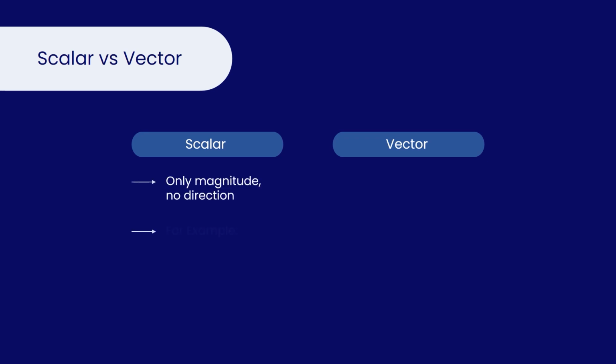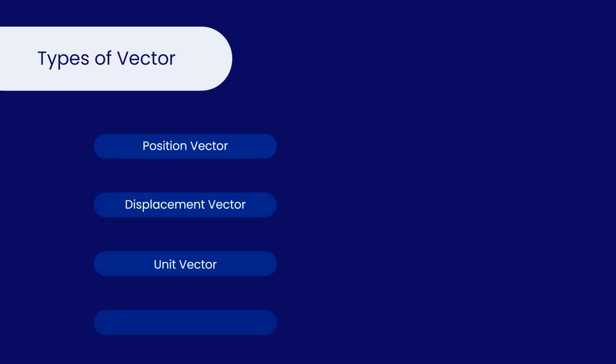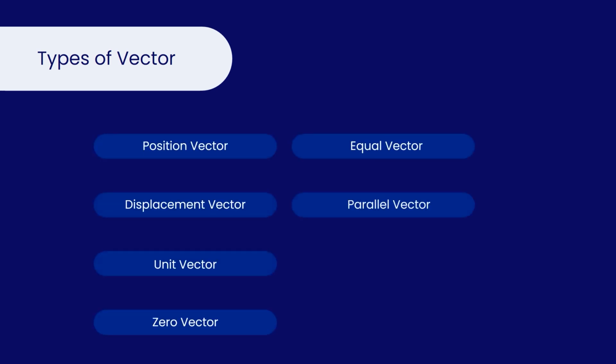Scalars have only magnitude such as distance, speed and time. Vector has both magnitude and direction such as displacement, velocity and acceleration. There are different types of vectors used in physics. These include position, displacement, unit, zero, equal, parallel, and antiparallel vectors.